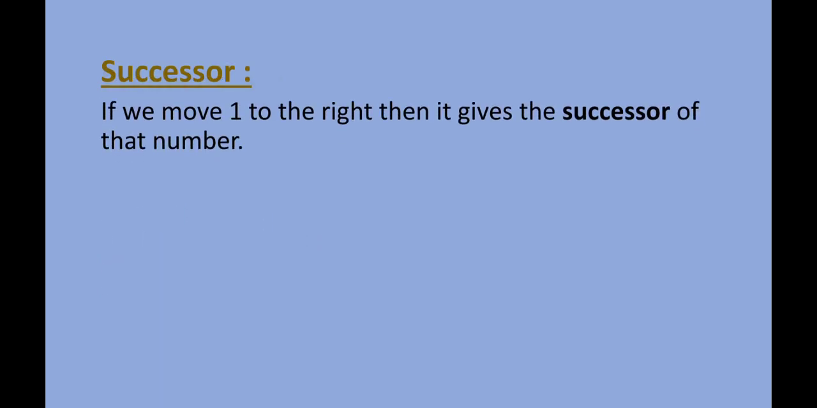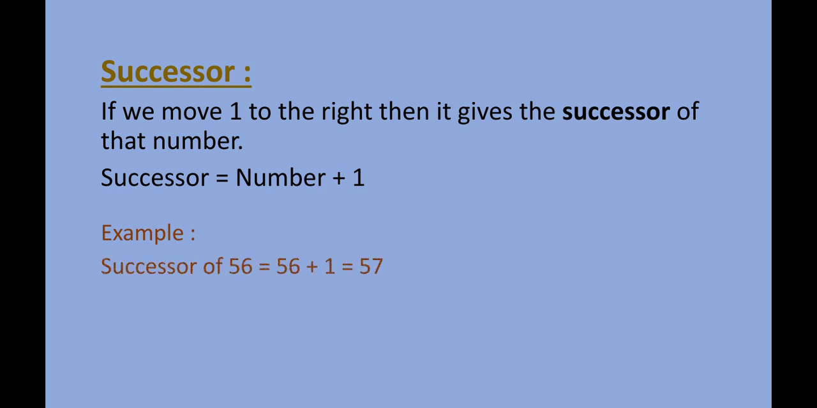Now come to the successor. Successor means just the opposite of that. If we move 1 to the right, it gives the successor of that number. Or we can say successor equals number plus 1. If we add 1 to the number, we get the successor of that number. Here are some examples. Successor of 56 is 56 plus 1, that equals 57. Successor of 9999: we have to add 1 to the number, so 9999 plus 1, we get 10,000.